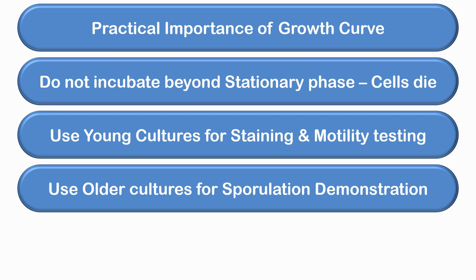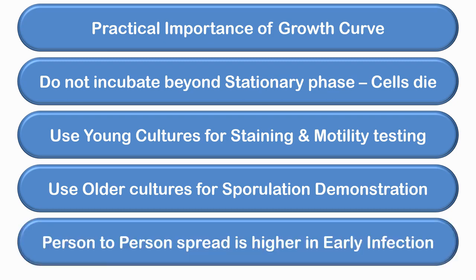This also has implication in the spread of infections. For example, a person in the early and middle stage of an infection is more likely to spread it to others than the person in the late phase of the bacterial infection.